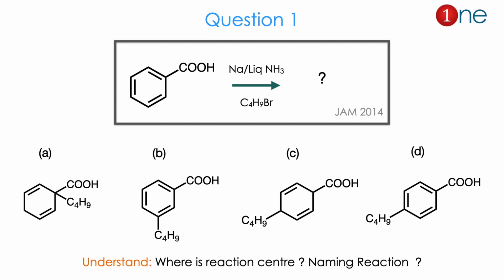Let us see question number 1. The starting material is benzoic acid. You are using sodium in liquid ammonia. Next step, you are using alkyl bromide, which is butyl bromide. They ask you to find the product.